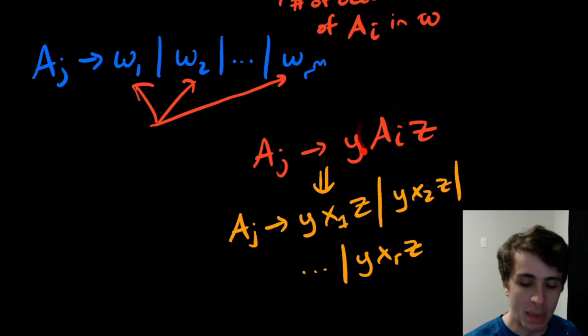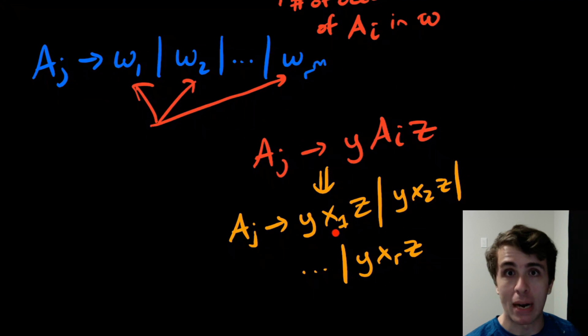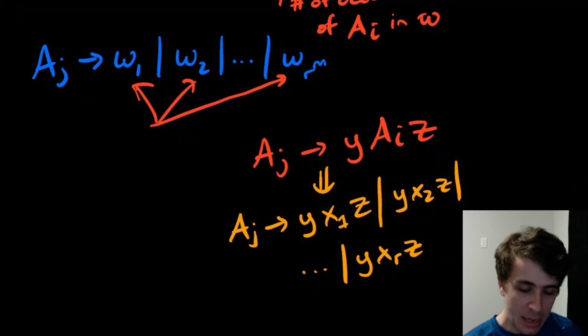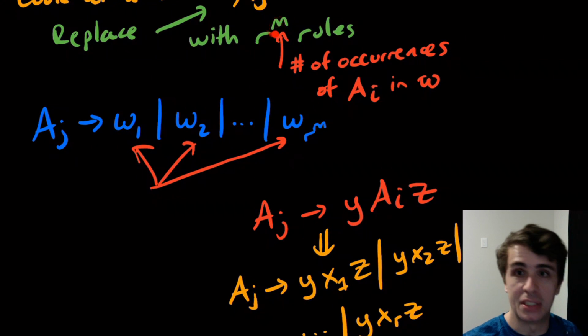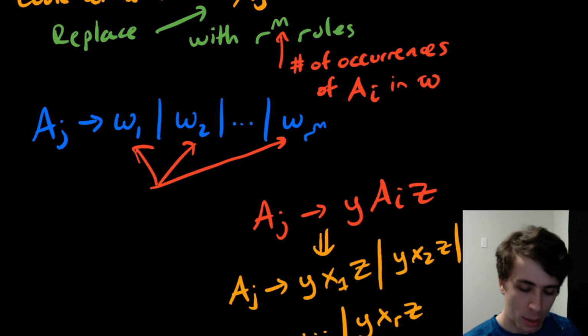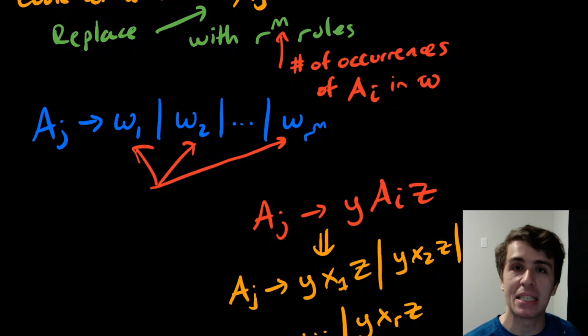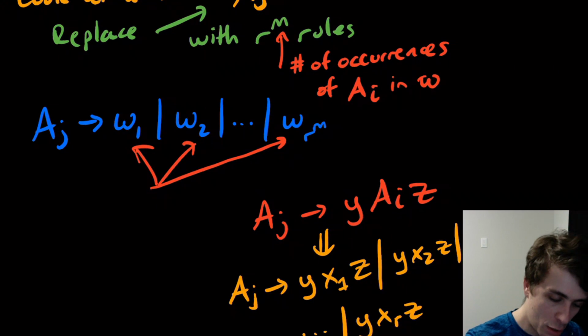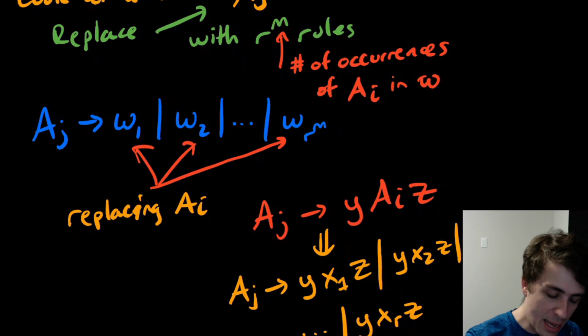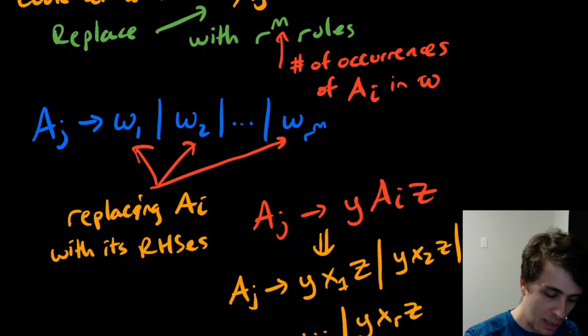Effectively, we're making AI useless because we're replacing its occurrences with its right-hand sides. And if there are m occurrences of AI, and there are r right-hand sides for the AI variable, and I have m places to fix, then we will get r to the m possible rules. So here we are replacing AI with its right-hand sides in all possible ways.